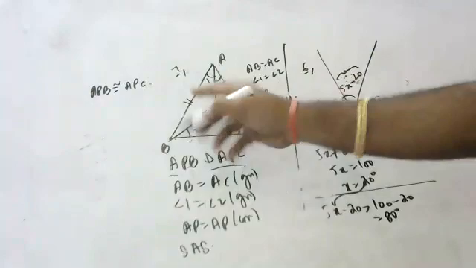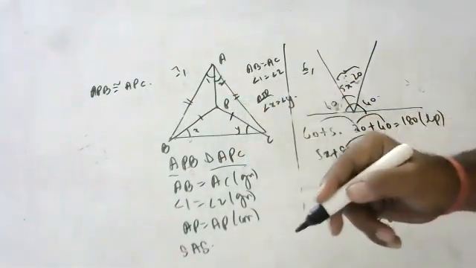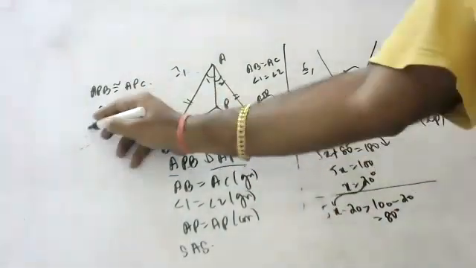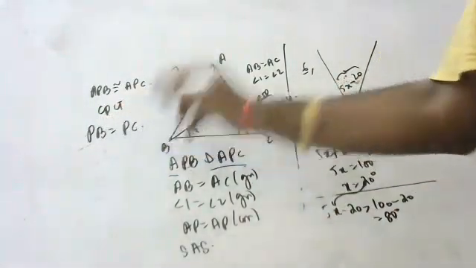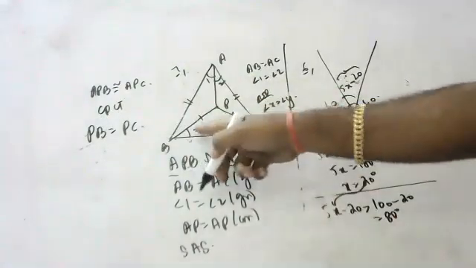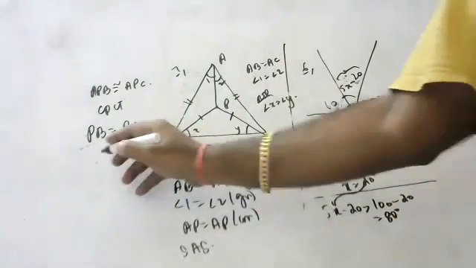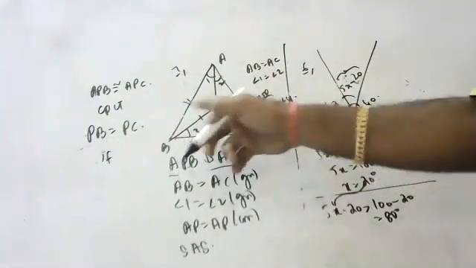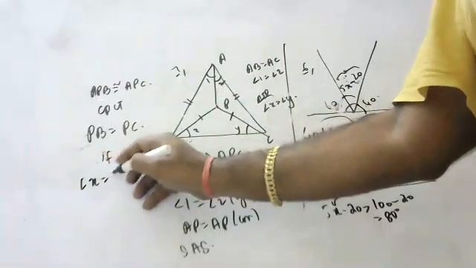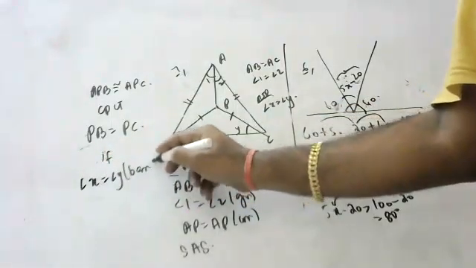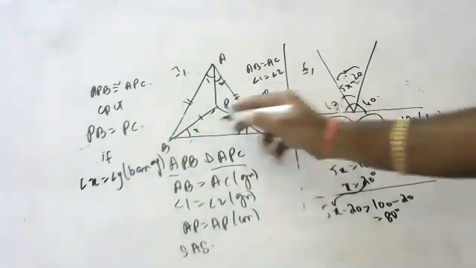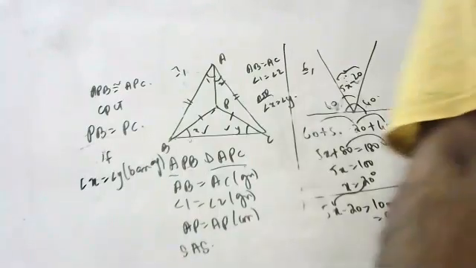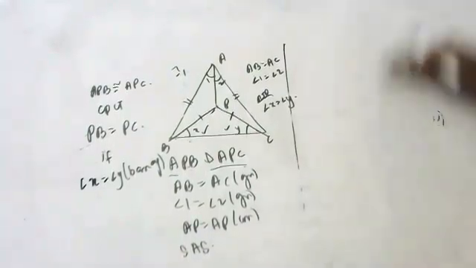APB is congruent to APC means, can I say PB is equal to PC? Yes. By CPCT, PB is equal to PC. If PB and PC are equal, angle X and angle Y are equal. Why? Base angles. If PB and PC are equal, angle X is equal to angle Y automatically by base angles. Base angles are equal. Next question.